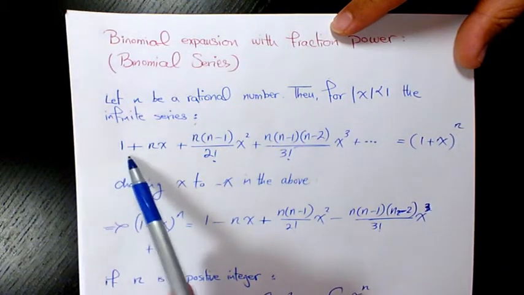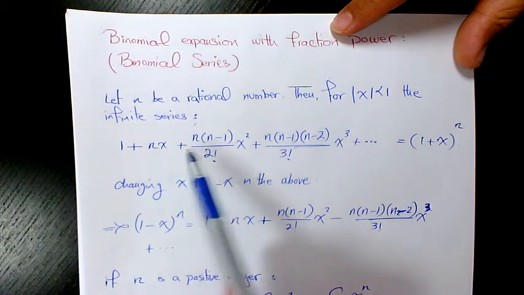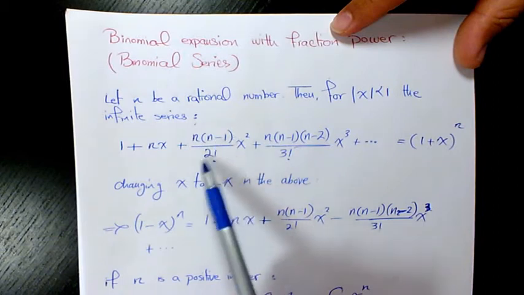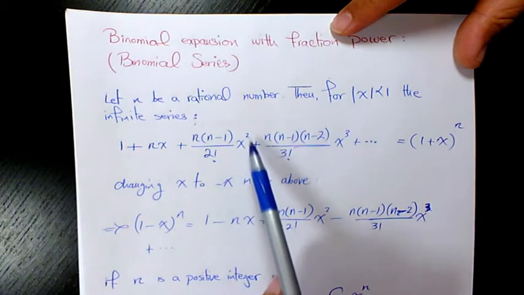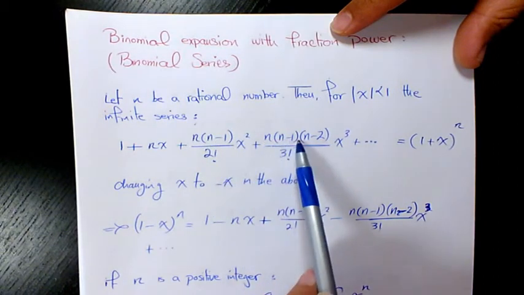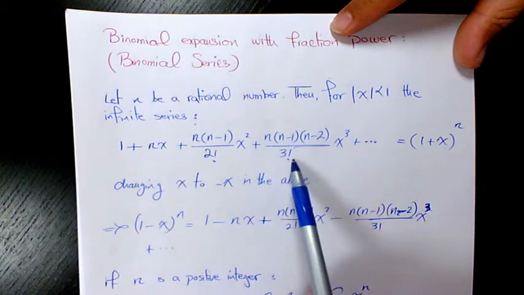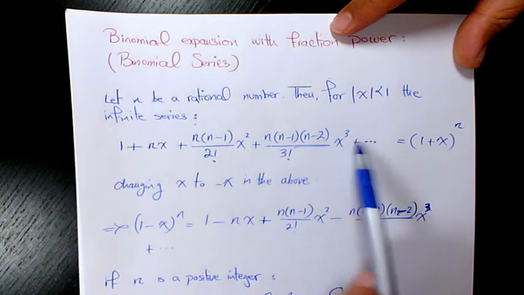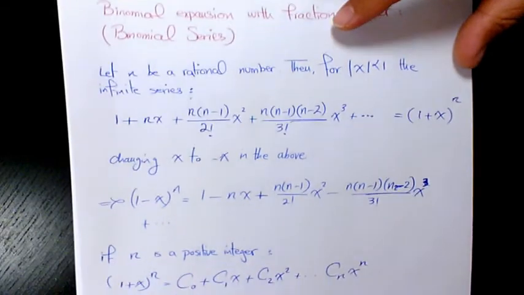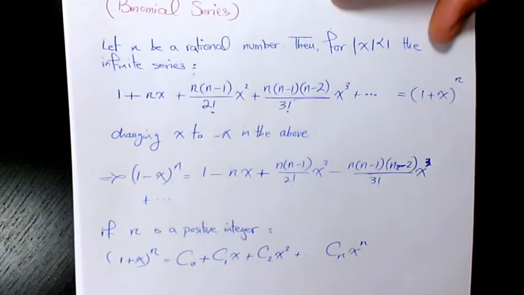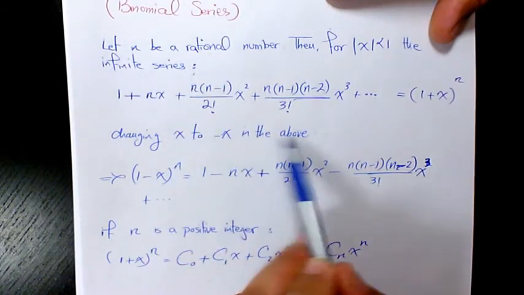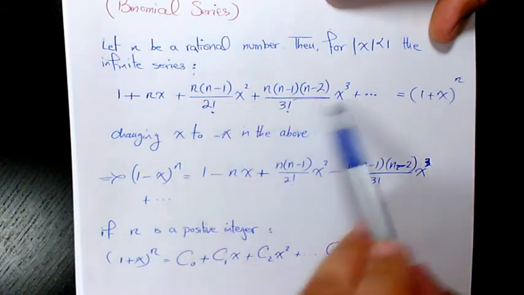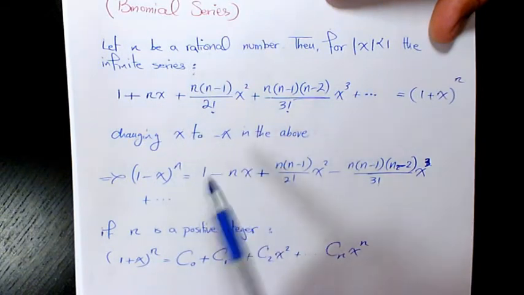It's going to be 1 plus n times x plus n times (n minus 1) divided by 2 factorial x squared plus n times (n minus 1) times (n minus 2) divided by 3 factorial times x cubed plus other terms for higher orders. If we change x to negative x, then it's going to be pretty much the same, but with some differences.